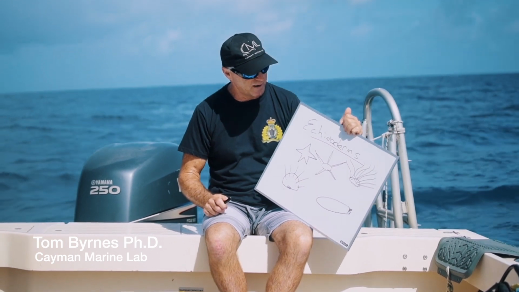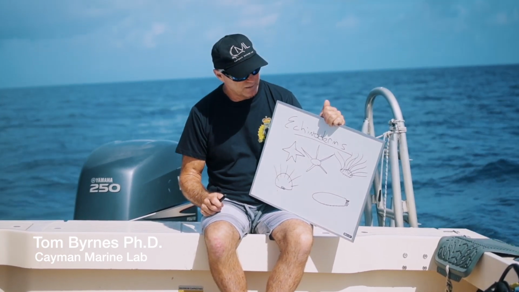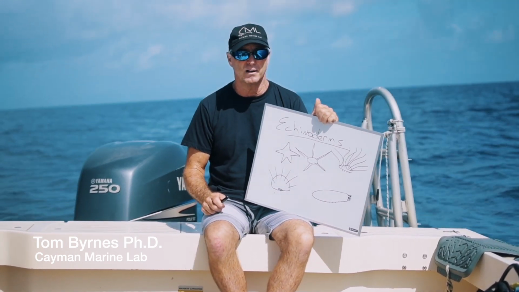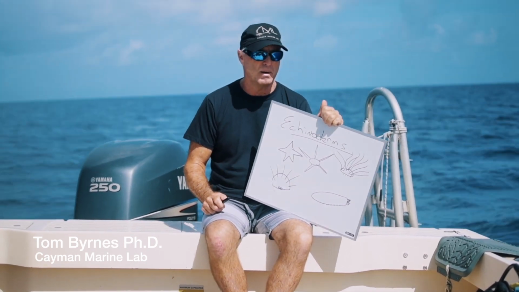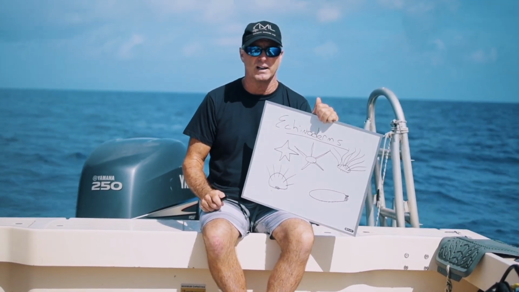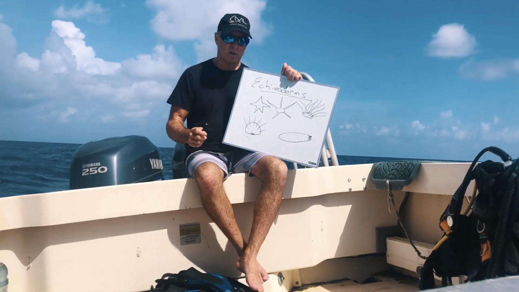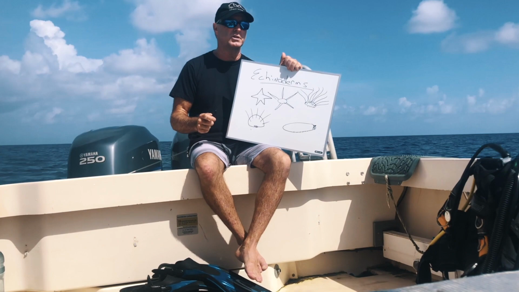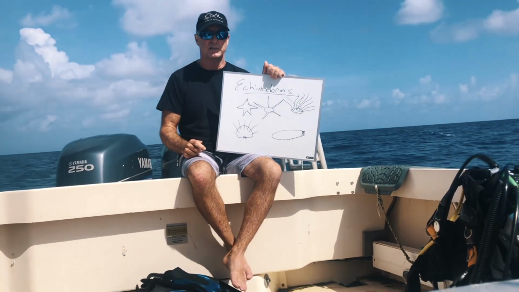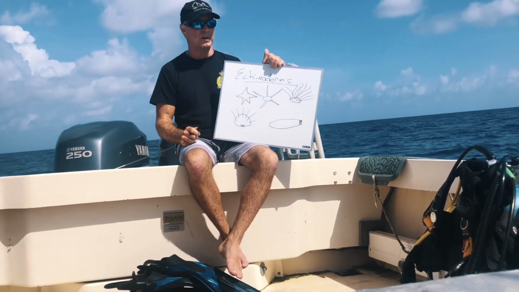Today we're going to learn about the echinoderms. We've already covered some of the less sophisticated phyla or groups of animals. Remember, to be put into the same phylum, they have to have shared characteristics. We've talked about the porifera, which are the sponges, the simplest of all of these marine invertebrates that we're dealing with on the reef here.